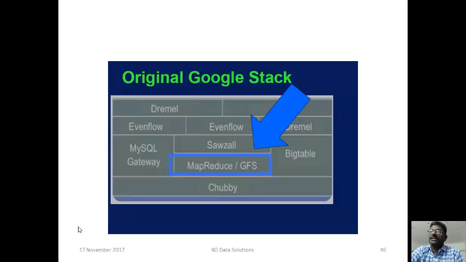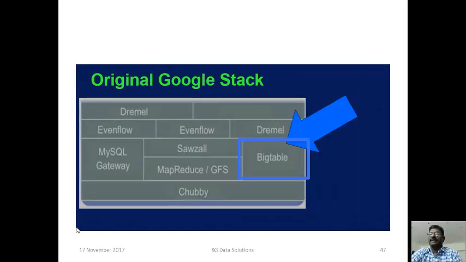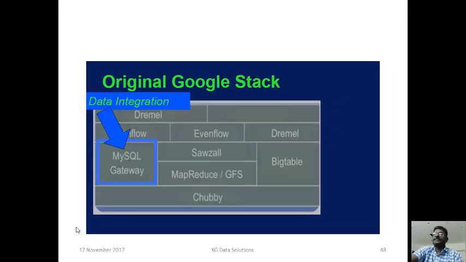So this is what the original Google stack looks like. If you see this and the existing stack, there will be a lot of similarities. You have something called Chubby. These are things which we don't have now. You have something called Big Table, and we'll see how it has been replaced by the existing system. And you have the MySQL gateway, and you have Google File System, which is nothing but HDFS. You have Big Table. We'll see what the different components of the current stack are.